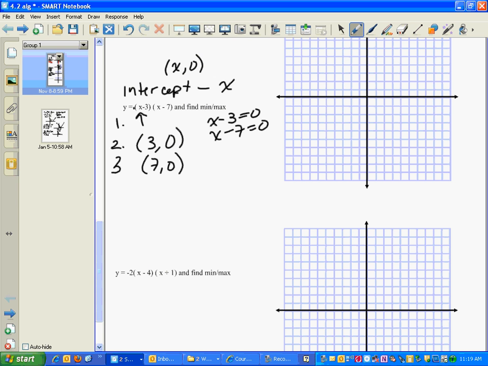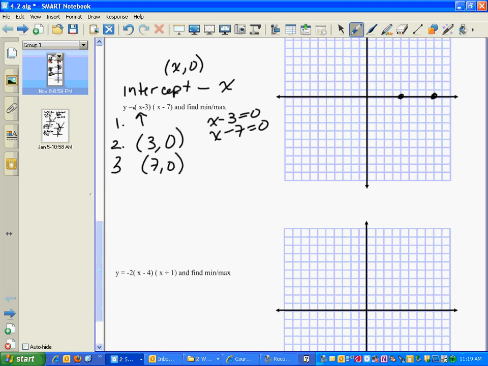So guess what happens with 3? 1, 2, 3, 0. What do you think those 2 points are? They are reflections of each other. Right? They are reflections.